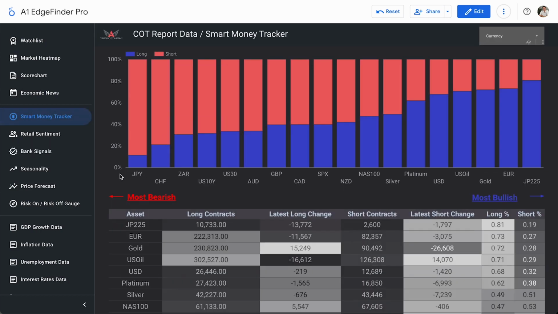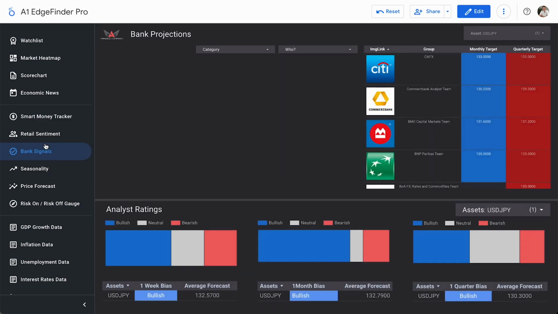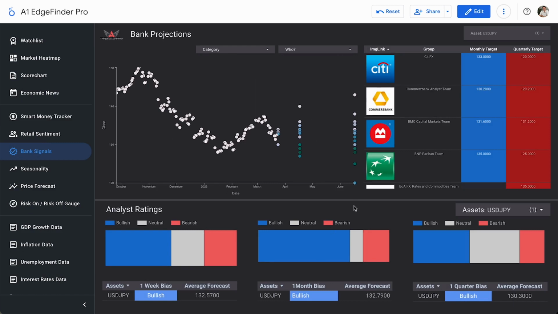Well, over here in the COT data section, the smart money tracker, we can see that the yen is actually the most shorted asset from smart money traders. 88.6% short, only 11.4% long on the yen. The dollar, on the other hand, 67.58% long and 32.42% short. So smart money traders favored long on the dollar, favored short on the yen, and that's kind of what we're seeing here in the bank signals tab as well. We're seeing some bullishness when it comes to buying the dollar and selling off the yen.